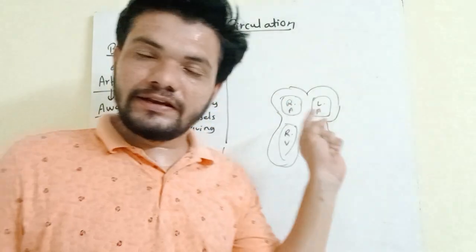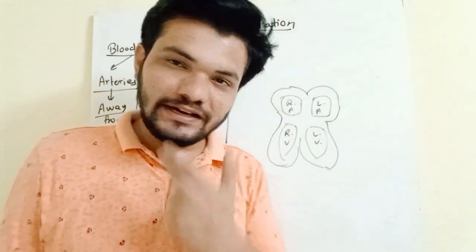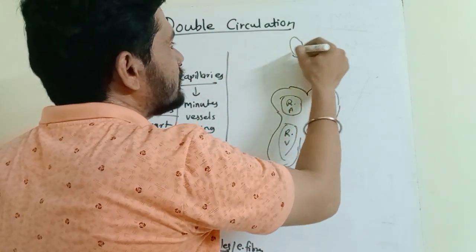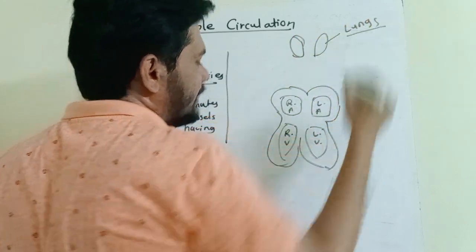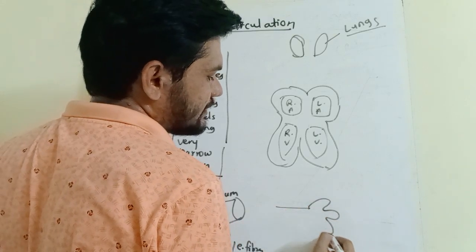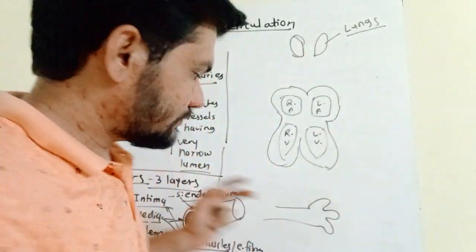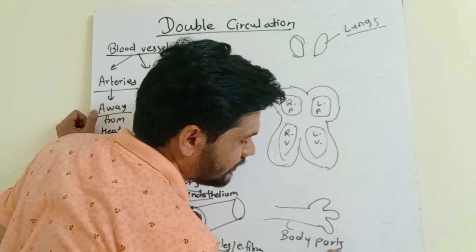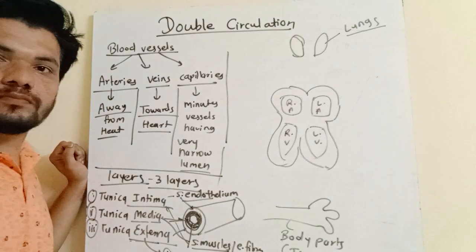The right atrium carries the deoxygenated blood, and the left atrium carries the oxygenated blood. So here I will draw the lungs. These are the lungs. And here I will draw a body organ, let's say your hand. So the hand is representing your body parts, or we can say tissues, where this oxygenated blood is going to come.